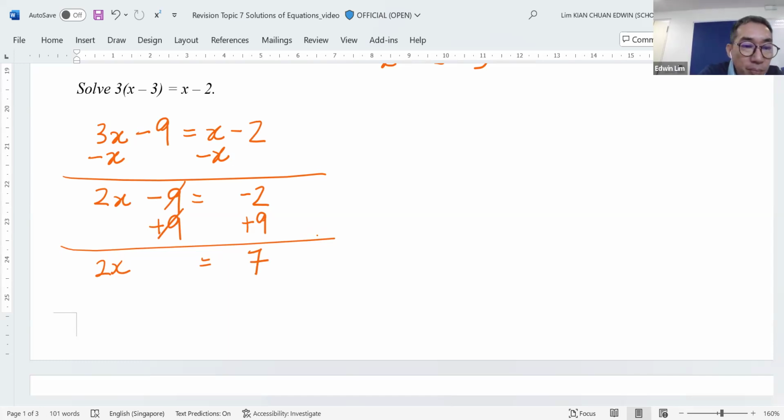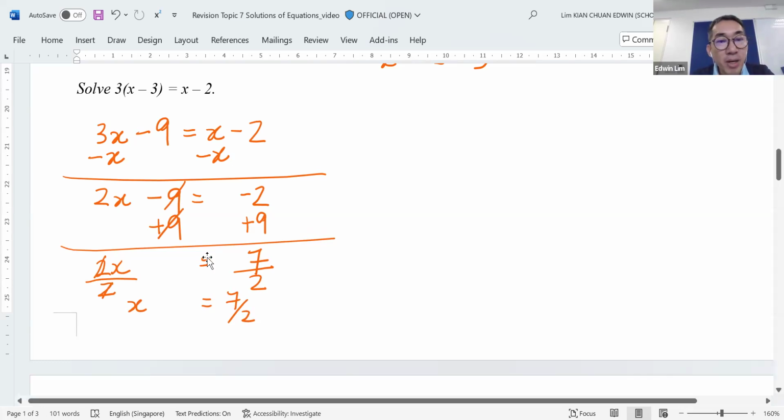Getting to the last step, divide by 2, divide by 2. So I'm left with x equals 7 over 2 as the answer. Hopefully you get a hang of it right now.